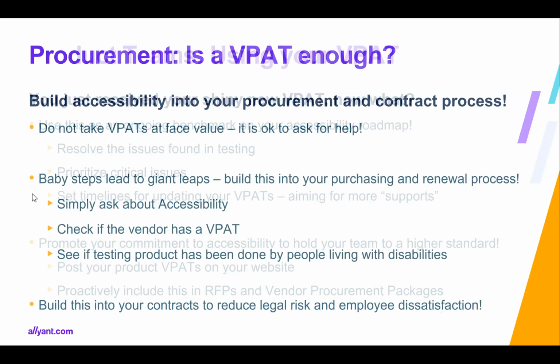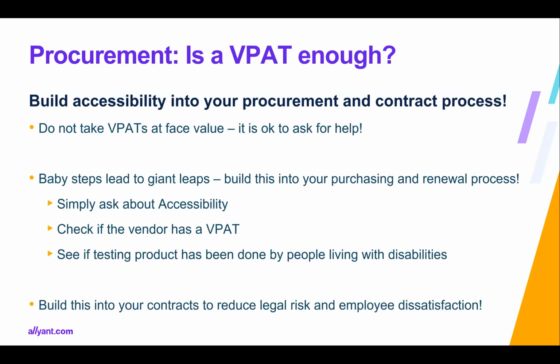Perfect. So then I'll go to the other side of the tail, right? And the other side is the procurement side. So you work in higher education, government, or any organization, any industry, and you're trying to build out accessibility as part of your procurement roadmap. The biggest thing I'll talk about here is really two things, and then I'll hand it to AP: don't take VPATs at face value, and don't be afraid to ask for help.